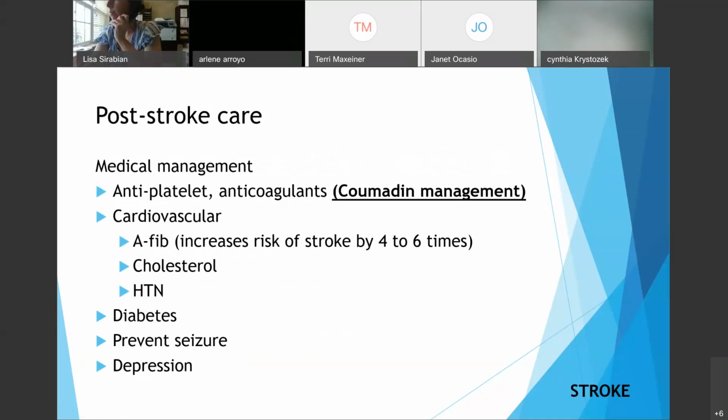Also looking at medical management. So whenever we're talking here about medications, medications carry with it a lot of oversight. We're watching for the effects. We're watching for the side effects. In the case of Coumadin, of course, it requires tight management with lab work and things like that. Also dietary considerations with Coumadin. Cardiovascular medical management, that atrial fib you see there increases the risk of stroke by 4 to 6 times. So managing AFib, lowering cholesterol, hypertension, diabetes, seizure prevention, and depression.